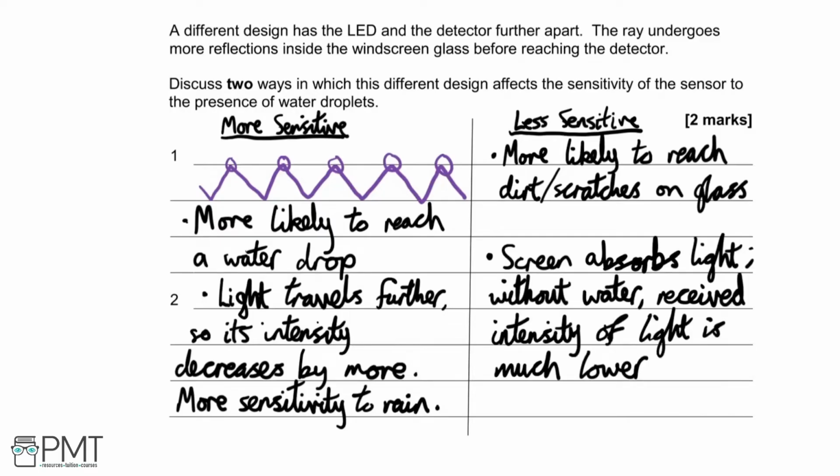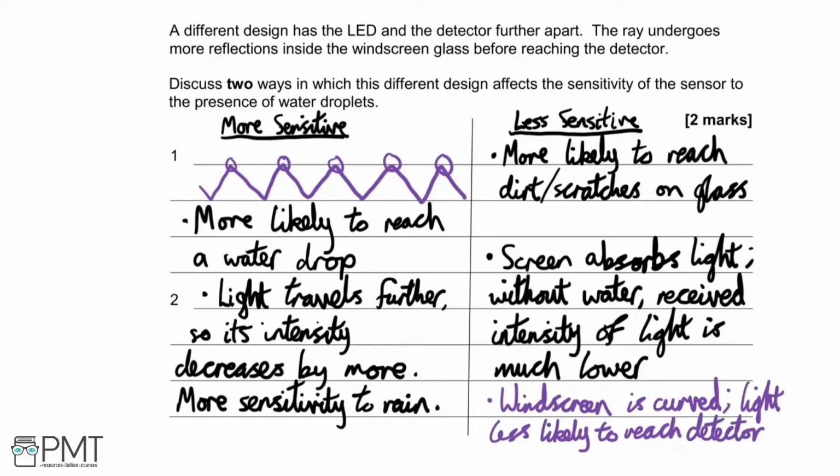You could also mention the curvature of the glass, so this curving effect will mean that the light might not actually reach the detector in the first place. So whether you discuss the idea of it becoming more sensitive, or whether you discuss the idea of becoming less sensitive, is 1 mark per point. And even if you had 1 from each, you could still get those 2 marks. If you're discussing it, then you could be talking about both sides of this story. So 1 mark for each of those points, but a maximum of 2.